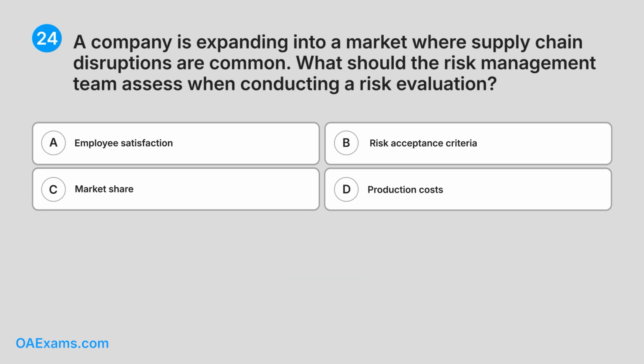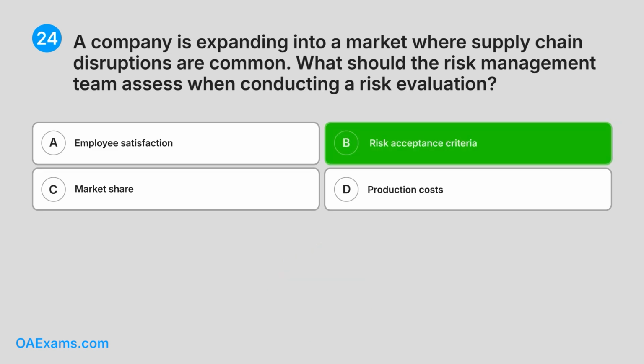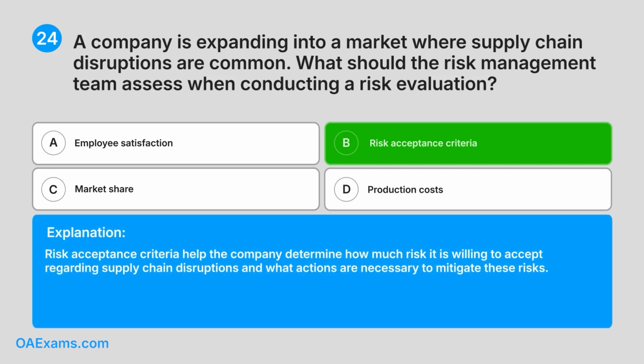Correct answer. B. Risk acceptance criteria. Explanation. Risk acceptance criteria help the company determine how much risk it is willing to accept regarding supply chain disruptions and what actions are necessary to mitigate these risks.